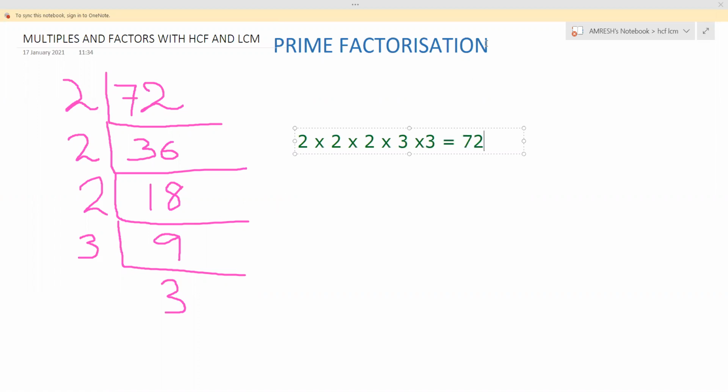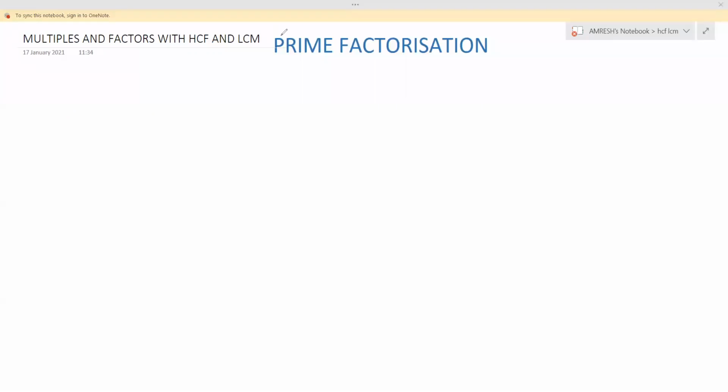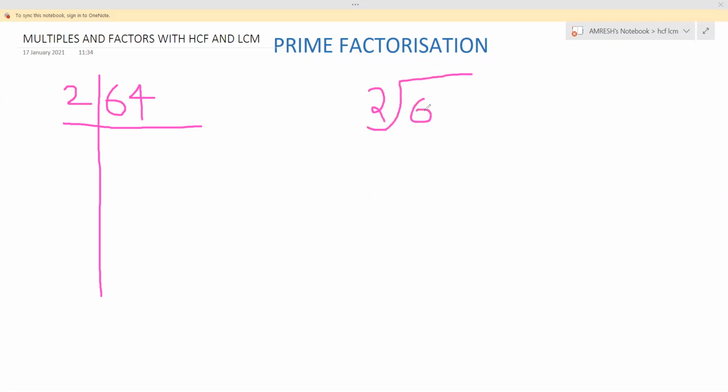Okay. So one more question we will try. So now we will try for 64. First you give a line like this, it is better. 2, divide 64 with 2. Okay. First you write 3, 6, 0, 4. 2 twos are 4, 0. So 32.